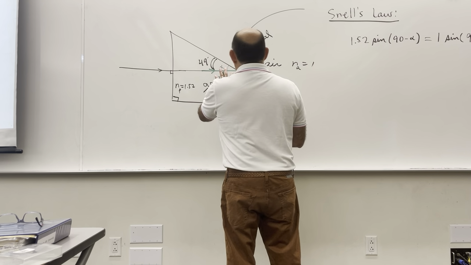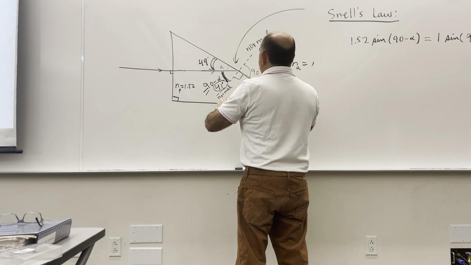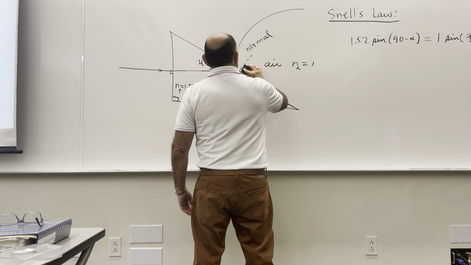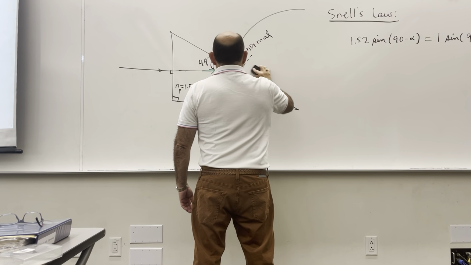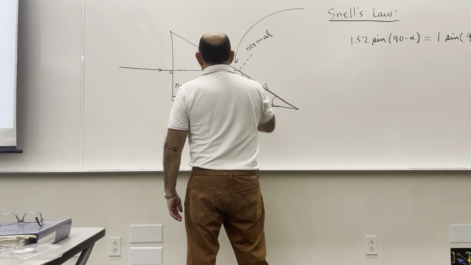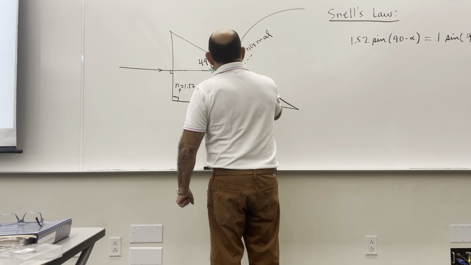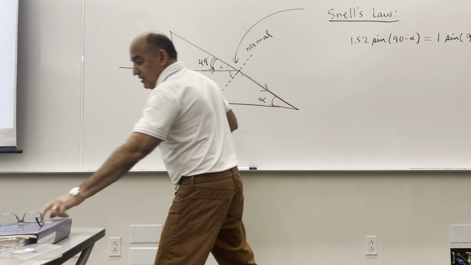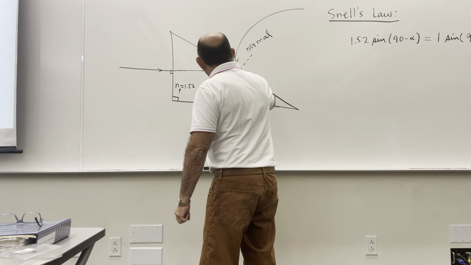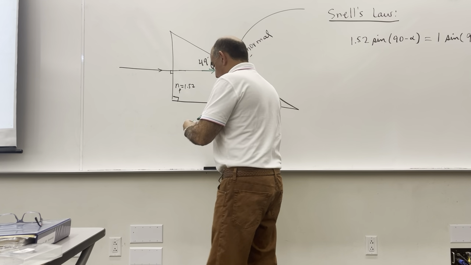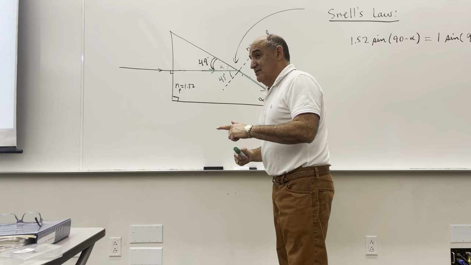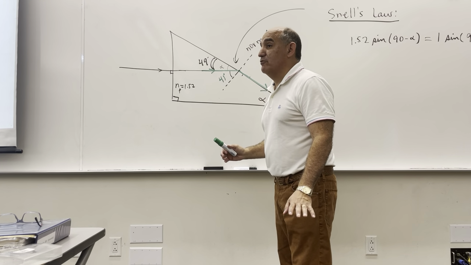Yeah. So maybe let me erase some of this to make it easier. So that's 49 degrees, right? So that means that this angle over here of incidence is, let me use a different color, 41 degrees, right? So any angle of incidence greater than that is going to be totally internally reflected.